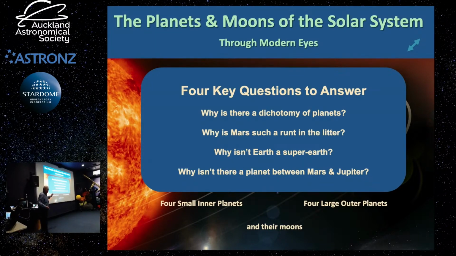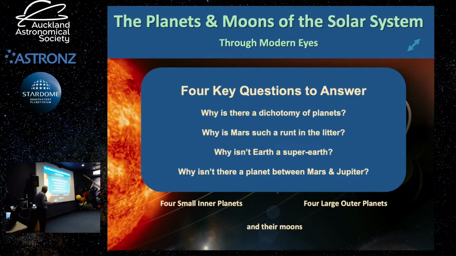Why isn't Earth a super Earth? So Earth is yay big, but very common in other planetary systems and exoplanets, you have these rocky planets that are much bigger, up to 2 times the size of Earth. They call them super Earths, and they're really common. We don't have any here. We've got our Earth. So why isn't Earth a super Earth? We'll answer that question.